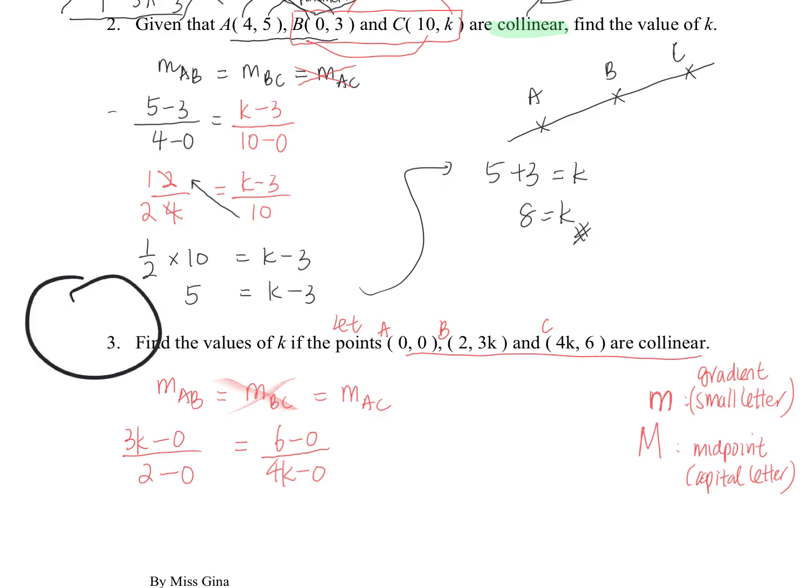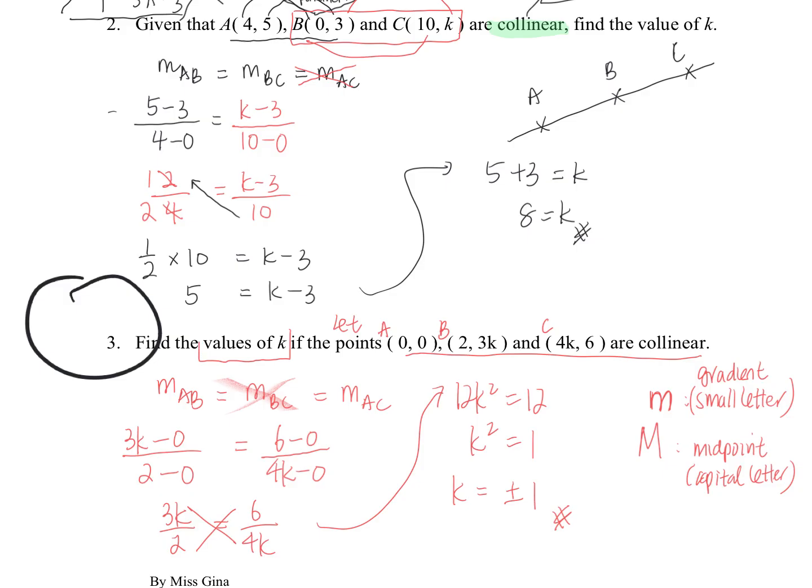Royal Prince. Okay, so this is 3k over 2. This is 6 over 4k. You can do a cross multiply. So 12k square is 12. K square is 1. So k can be plus or minus 1 when you take a square root. So that's why they give you a hint. There's values of k.